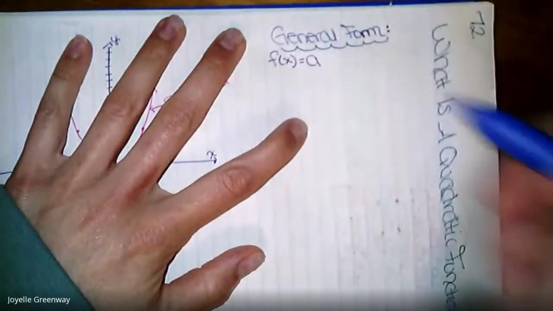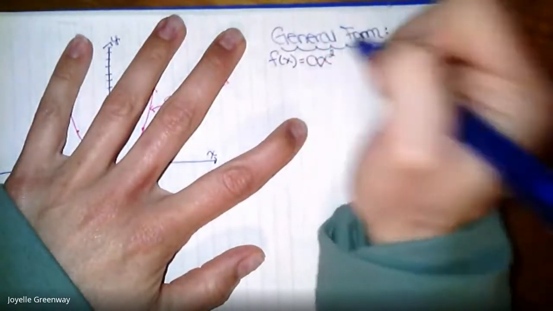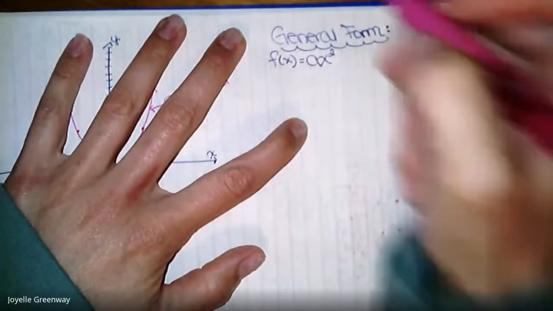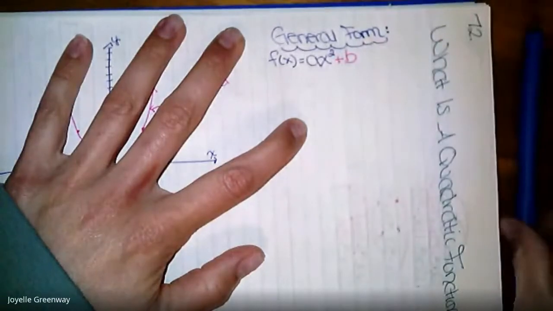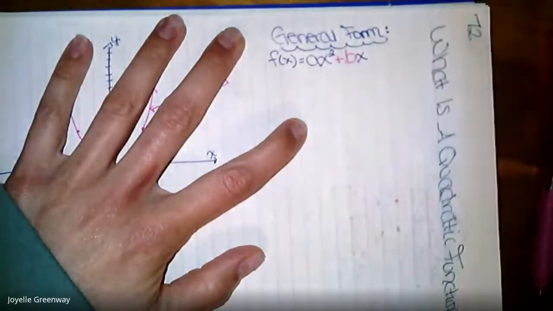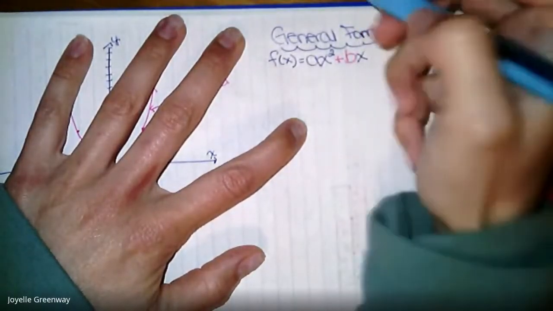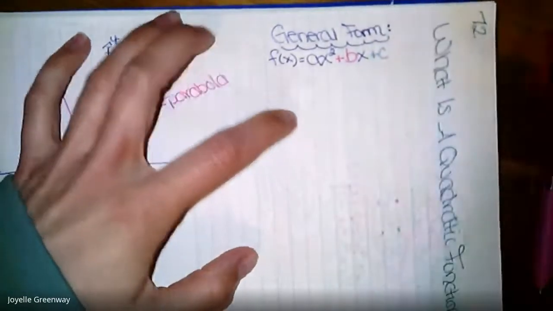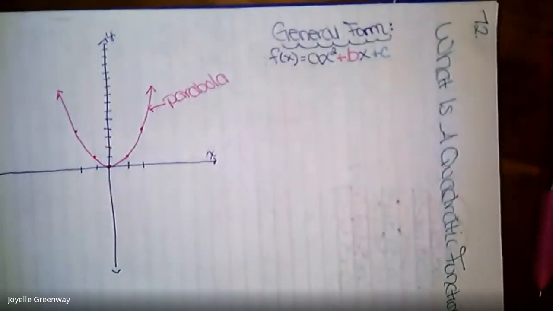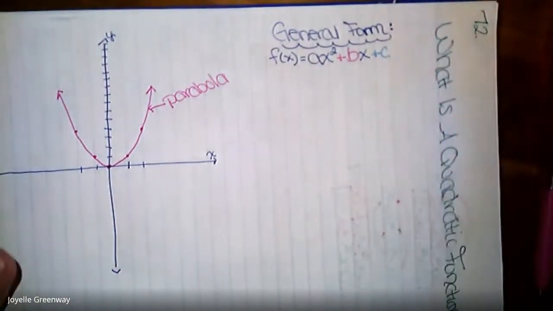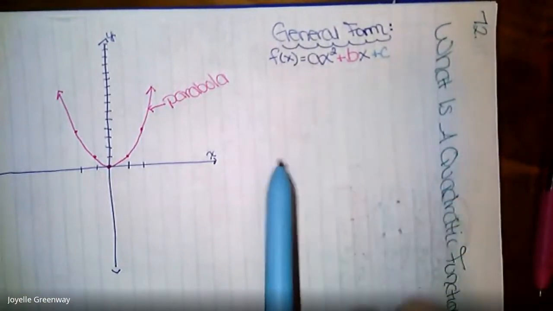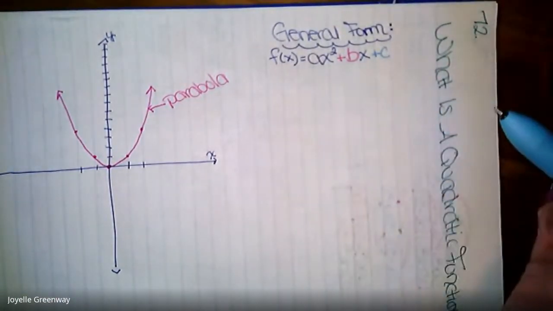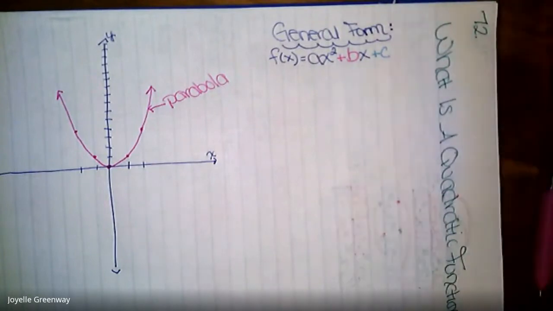a x squared plus bx plus c. So ax squared plus bx plus c. That's your general form for any quadratic. Okay, so your a, your b, and your c can be any type of integer.